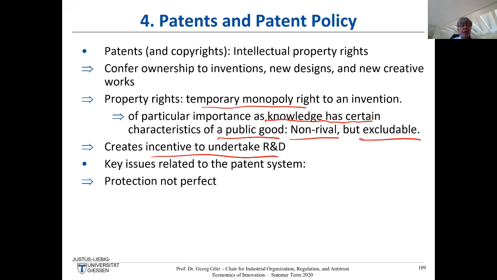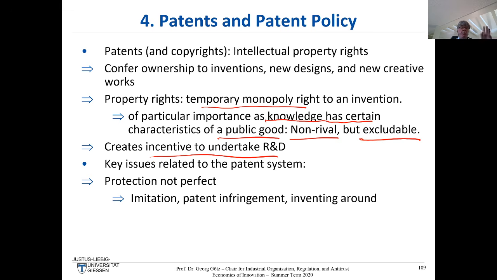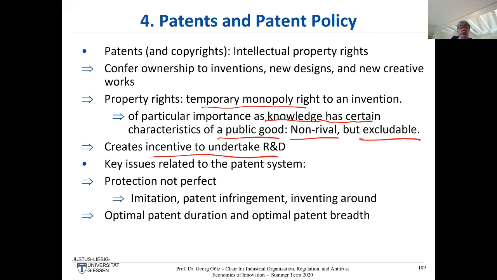Yeah, what are the key issues related to the patent system? Of course, typically protection is not perfect. What does that mean? You can invent around, for instance, or you can say that this is not really new and so on. So you get imitation, you get patent infringement, you get inventing around. That's what economists call coming up with a similar solution.